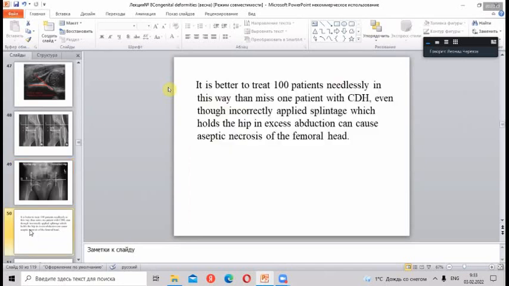It is better to treat 100 patients needlessly in this way than miss one patient with congenital dislocation of the hip, even though an incorrectly applied bandage which holds the hip in excess abduction can cause avascular necrosis of the femoral head.